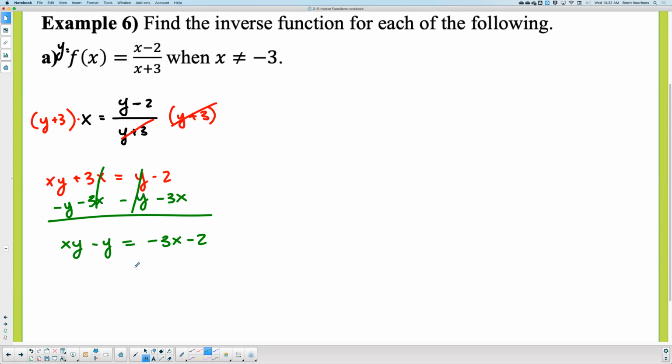Now here's the trick. A lot of students get stuck once they get their y's together. The trick is to do a GCF. What did GCF stand for? Do you remember? Okay, what's the common factor on the left side? Y. It's the purpose for what we did. I can factor out the y. So if I divide out this y, I'm left with x minus, what's y divided by y? 1, good. Equals negative 3x minus 2.